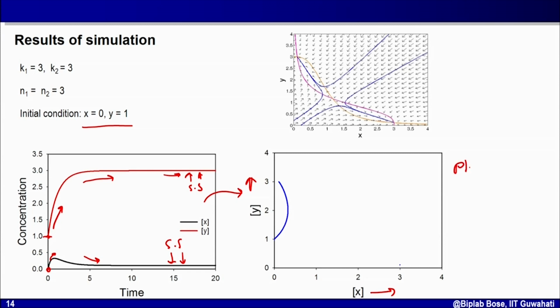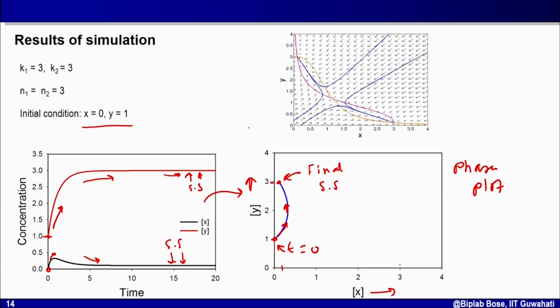That will be my phase plot. So at t equal to 0, x is equal to 0 and y is equal to 1. As time progresses, y increases, x slightly increases, and then ultimately we reach a steady state where x is close to 0 and y is equal to 3. So this is the final steady state that we get.